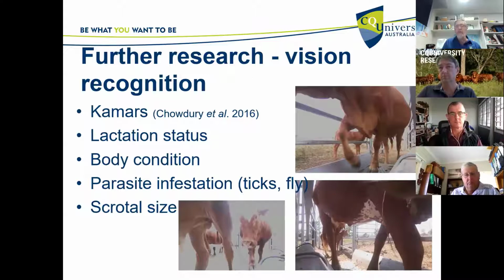The digital images also provide other information. These images don't necessarily need to be digital. You can also probably mount infrared or thermal imaging at the walkover weighs and alter the camera angles. And there's potential there, using vision recognition software, to actually record other phenotypes and traits such as lactation status, body condition, and parasite infestations, and potentially even scrotal size of young bulls as they come across the system.